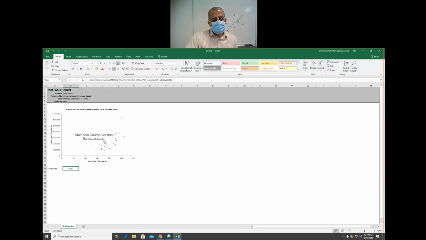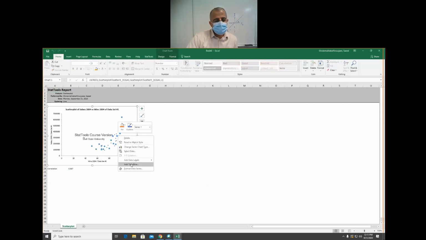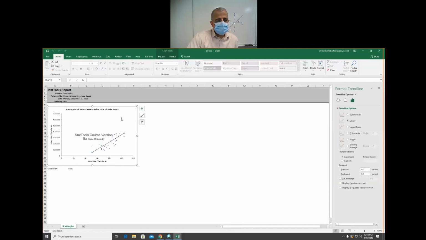Here's the correlation. Here's the scatter plot. There are some outliers or extreme values like this one. But we can define a linear relationship between these two. We can say number of wins is related or correlated to salary in 2004. That's how you interpret this data.